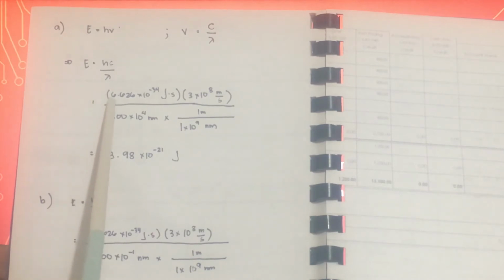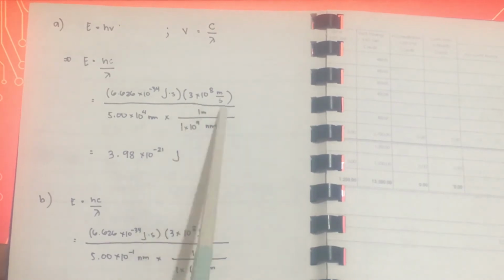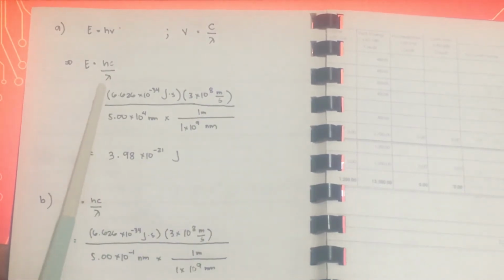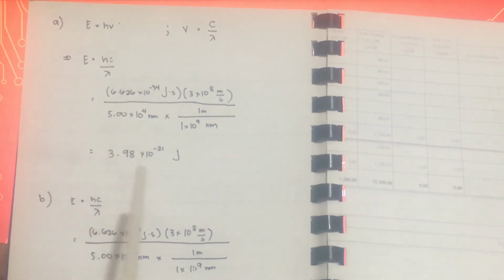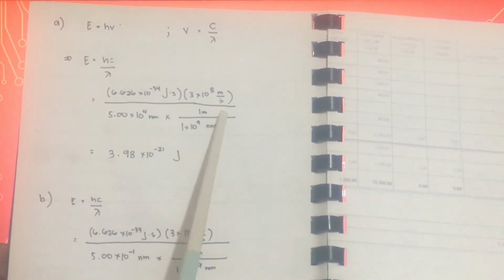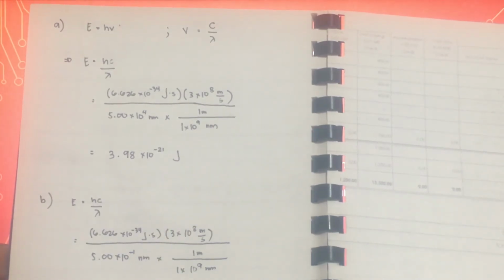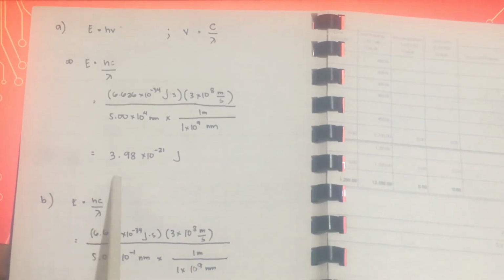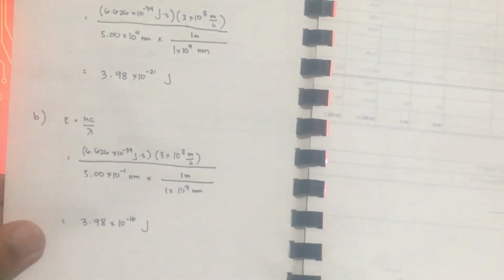So h is the Planck's constant, c is the speed of light, and the lambda is the given wavelength. For letter A, that is 5 times 10 to the 4 nanometers. So we can cancel the second in the per second, and the meter into the nanometer, by first converting nanometers into meters. So again, plugging in those values in the calculator would give us 3.98 times 10 to the negative 21 joules.